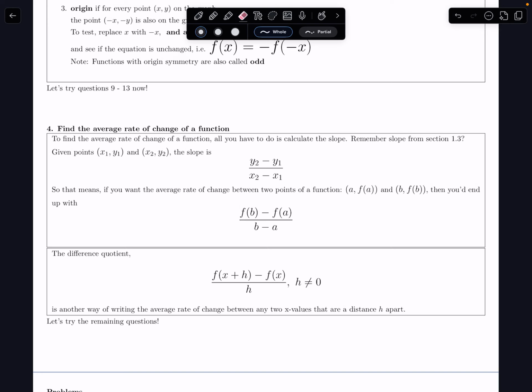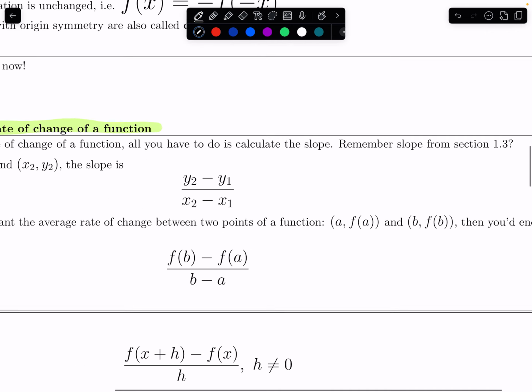All right, guys, last topic for the day. This is topic 4. Find the average rate of change of a function. Average rate of change. What is the average rate of change? It's basically just the slope. Let me draw you a little picture, illustration.